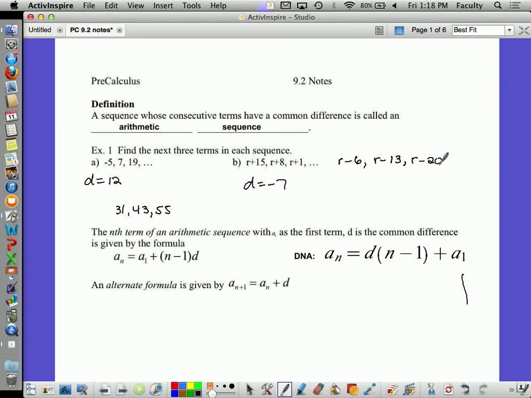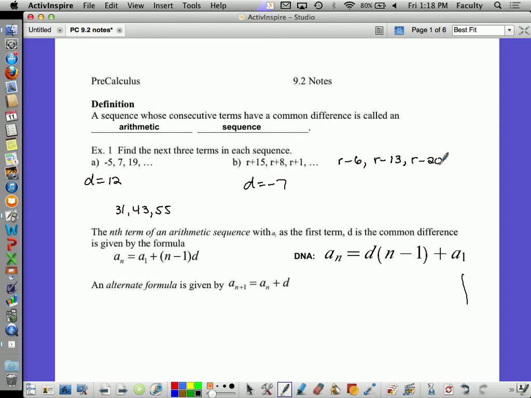I had a student several years ago who said, you know, because you have to memorize this and use it. And so to help him memorize it, he said, you know what, I think of DNA. If you just rearrange it a little bit, it's D times the n minus 1 plus a sub 1. And he kept saying DNA, DNA. So I stole that little suggestion. And it's really, really helpful. We'll do it the whole period as we work on this.